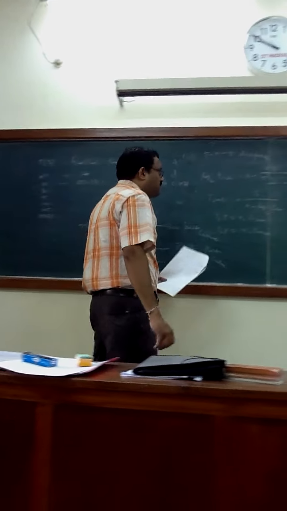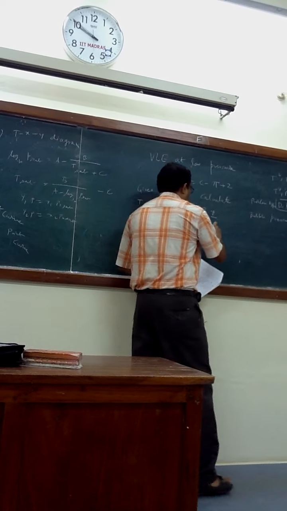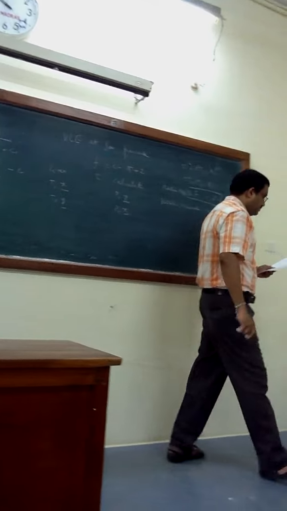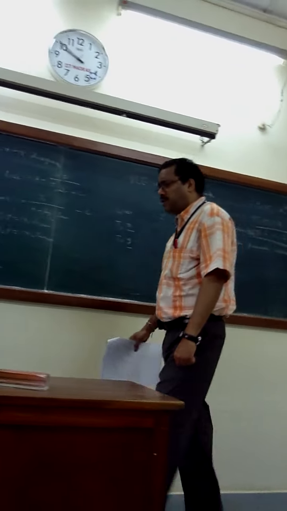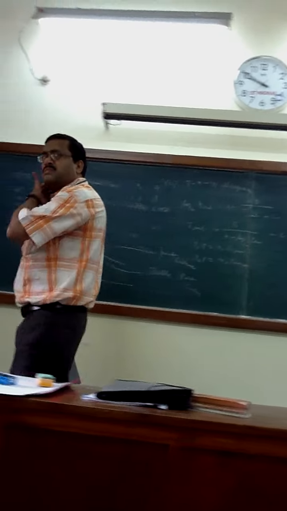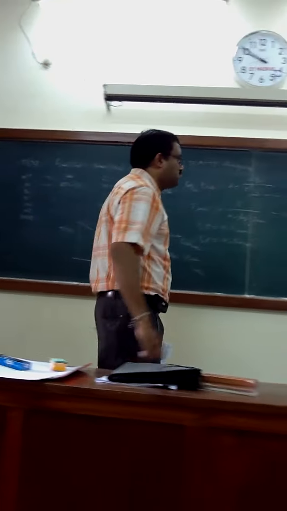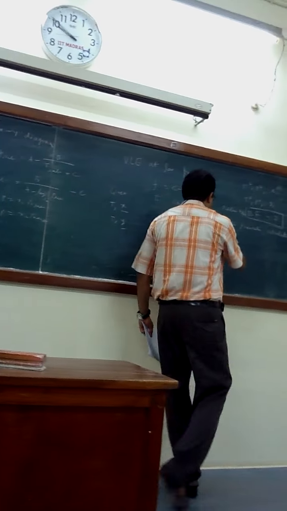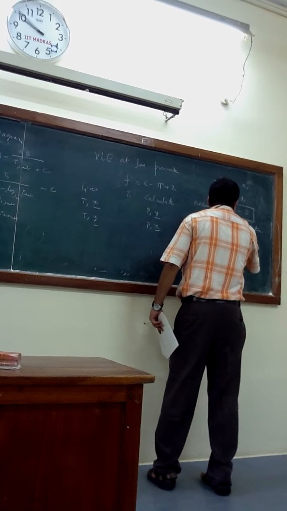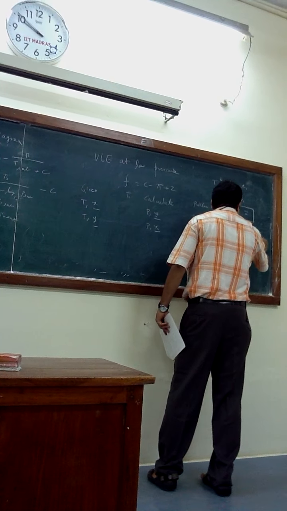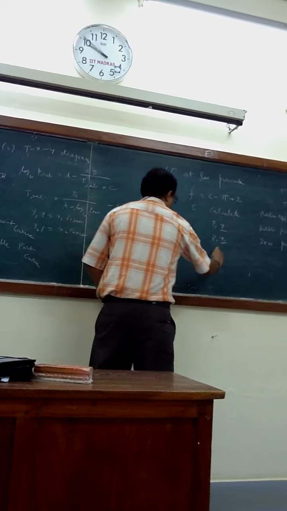T and y bar given, you have to calculate P and x bar. What will be this kind of problem? First one is bubble pressure calculation. This one is dew pressure calculation. This kind of problem is known as dew pressure calculation.